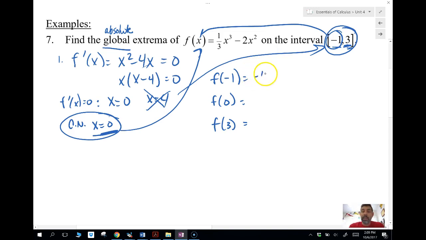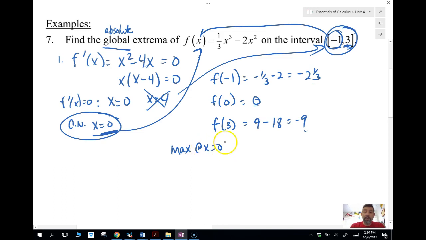So f of -1 is going to give us -1/3 plus -2, which is -2 1/3. f of 0 is going to give me 0. And f of 3 is going to give me 9 minus 18, which is -9. So let's take a look at this. Which of these three values is biggest? Well, that's going to be 0 in this case because the other two are negative. So we have a max at x equals 0.